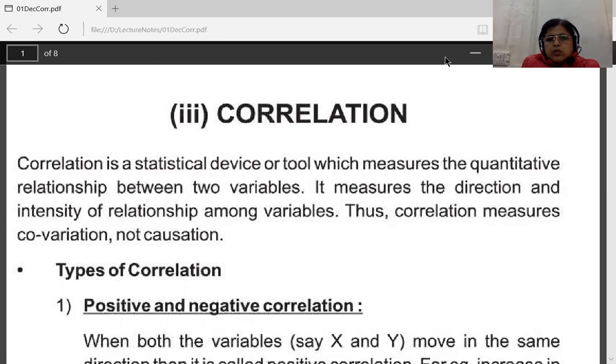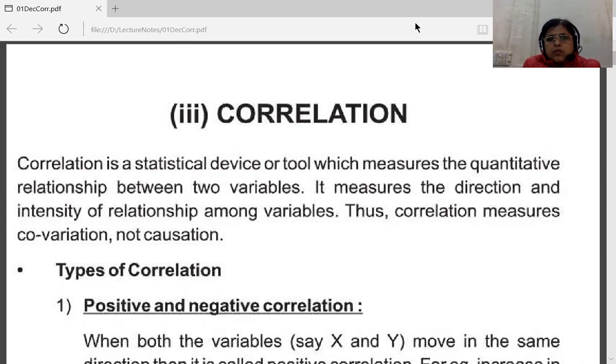Students, today we are going to talk about correlation, which we have already started in the previous lecture. If there is any relationship between two variables, we say that the two variables are correlated. Correlation measures the direction of their relationship.